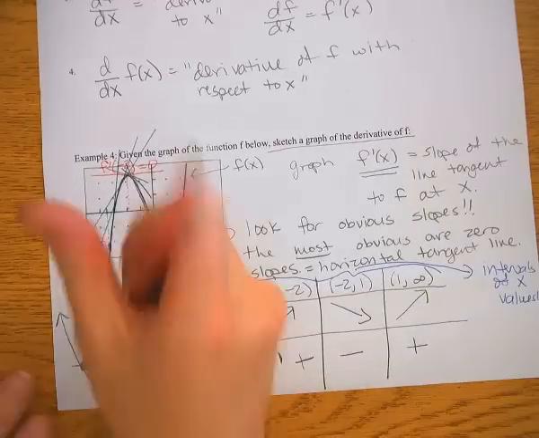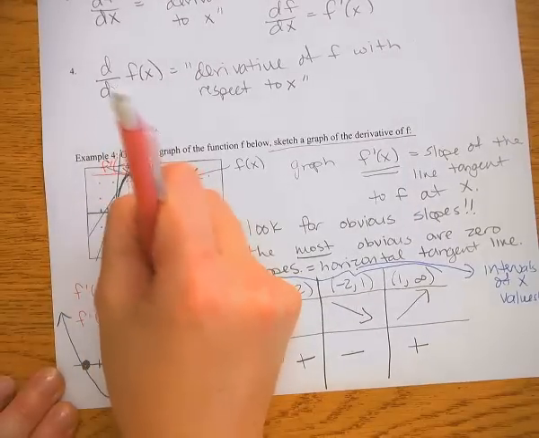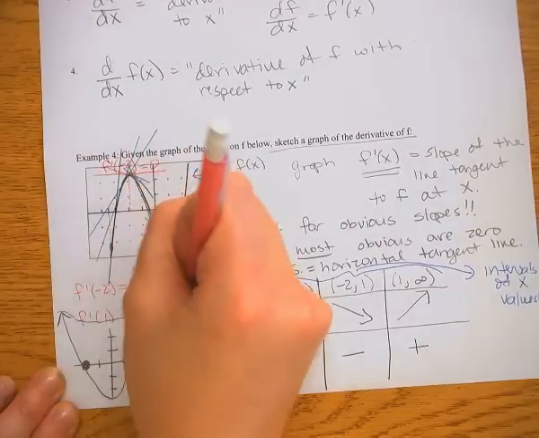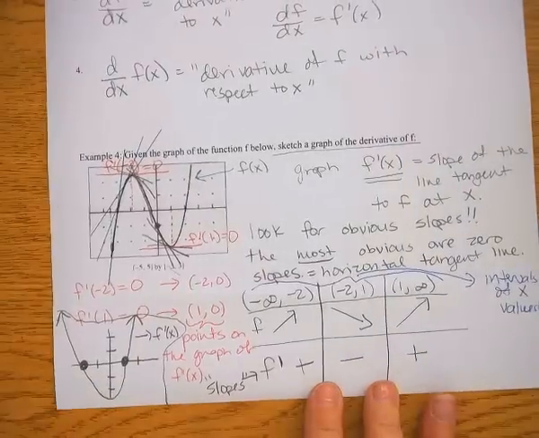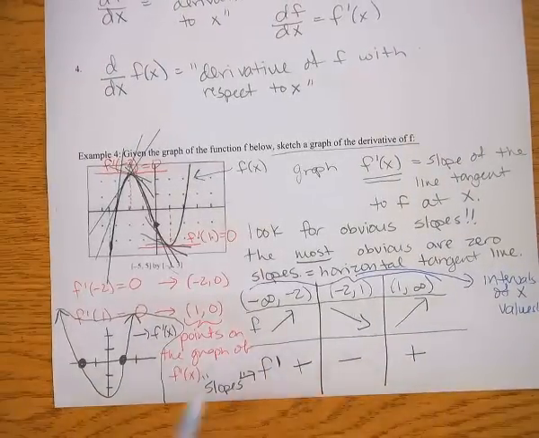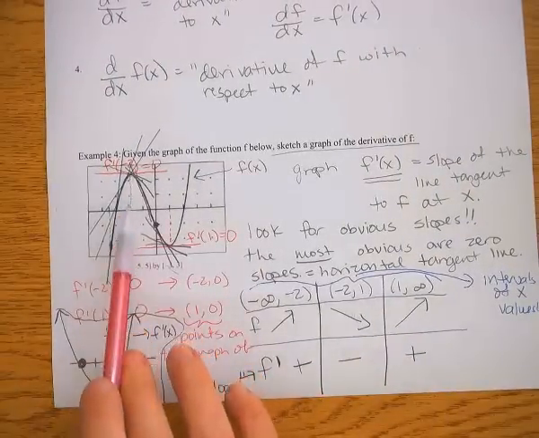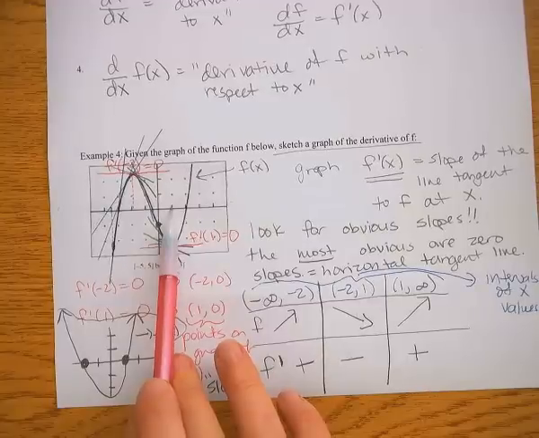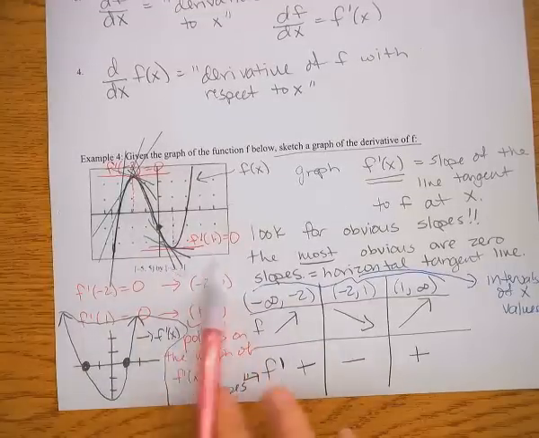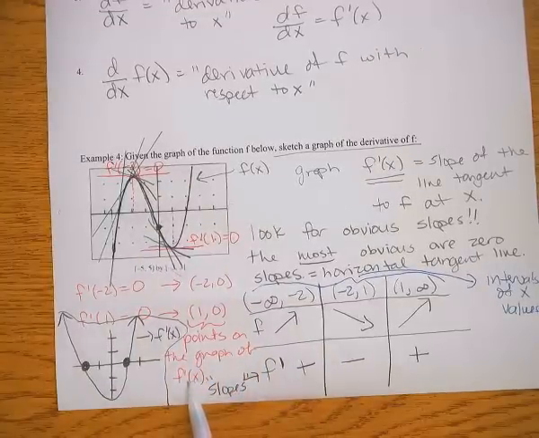And so that would be a rough guess of the graph of f prime of x. So just to recap, we first found the 0 slopes. The 0 slopes happened when x was -2 and when x was 1. And then we found those points on the graph of f prime of x.